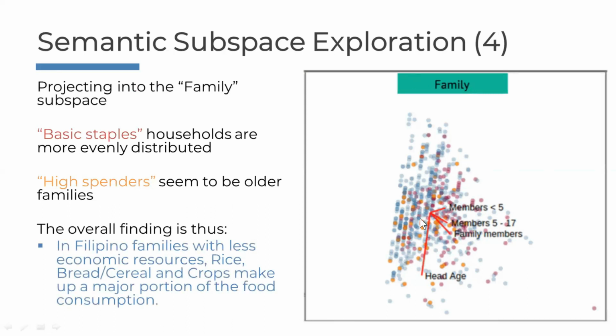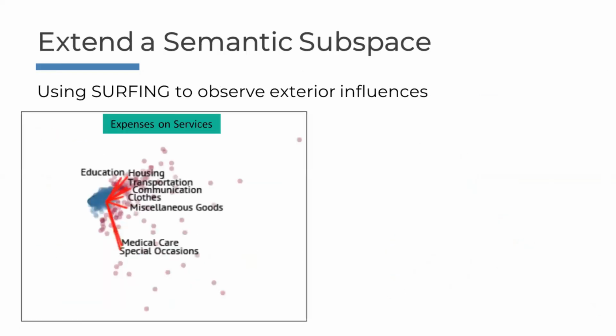So what we can basically see from here, the overall finding, is that in Filipino families with less economic resources, rice, bread, cereal, and crops make up a major portion of the food consumption and the expenditures as well, right? So that's basically what we can get out of that. But that's not all, right? So let's see if there's some unexpected stuff going on, something that is within the themes but beyond the themes. So we can use surfing to observe exterior influences, right?